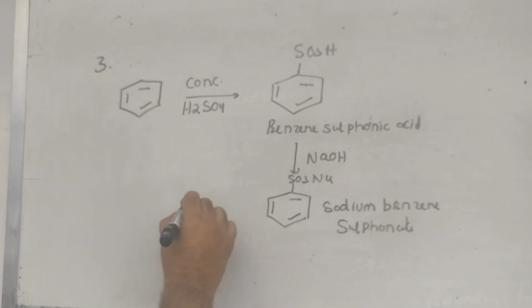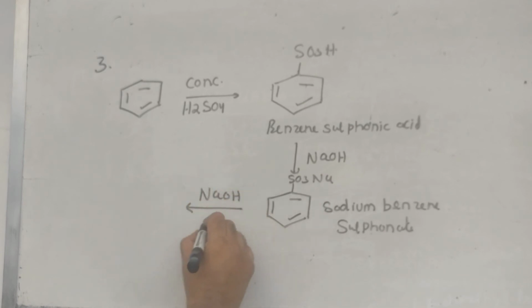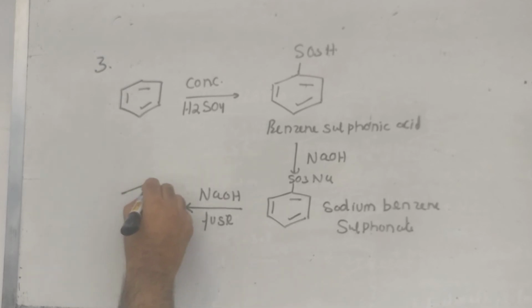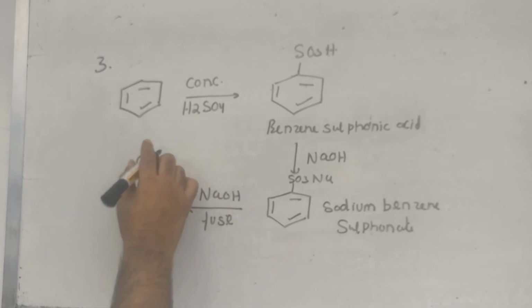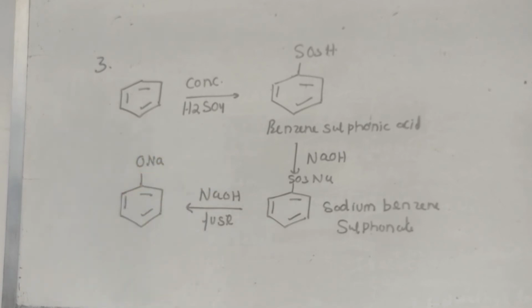This salt is heated strongly with solid NaOH. Heating solids together, the process is called fusion. So we fuse sodium benzene sulfonate with solid NaOH, heated very, very strongly. It decomposes to give you phenol. But same thing, because phenol is acidic, as soon as phenol is formed, it will react with unreacted NaOH and convert into a salt, that is sodium phenoxide. So in the first place, you will not get phenol, you will get the sodium salt of phenol, sodium phenoxide.